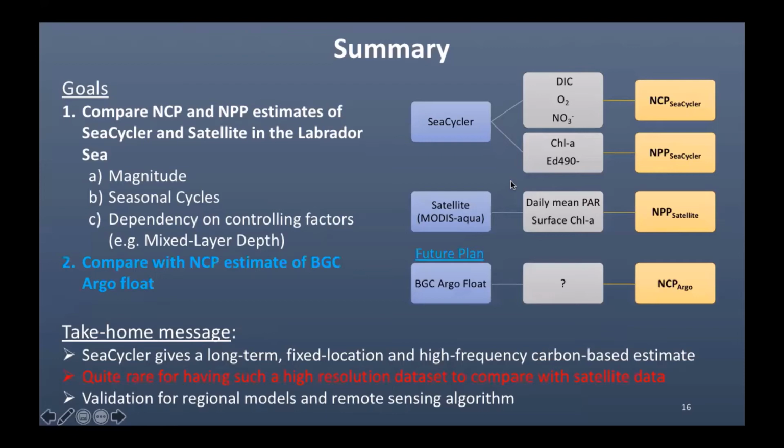The take-home message of this presentation is that the CCycler gives a long-term, fixed-location, high-frequency carbon-based estimate, and it is quite rare to have such a high-resolution dataset to compare with the satellite data. Also, in situ data is very important to serve the purpose of validation for the regional models and remote sensing algorithms.